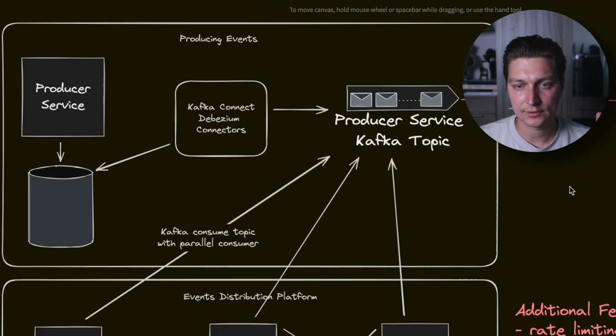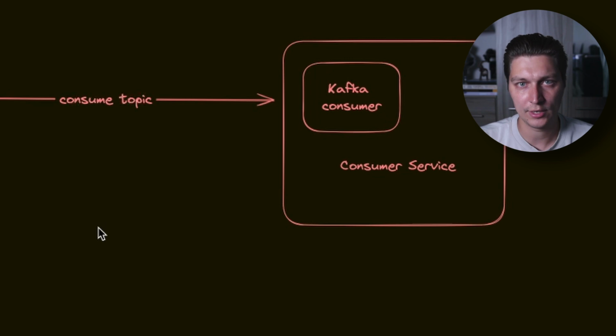But what do we have next? So now we have a topic, right? And usually if we use the outbox pattern, we'll have our stream ID as the key of the message. And then we have our consumers. And the first obvious way to consume Kafka is basically to include a Kafka consumer inside the consumer service, right?